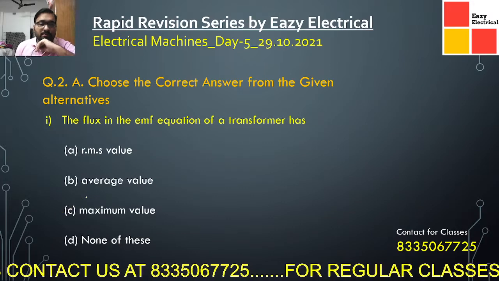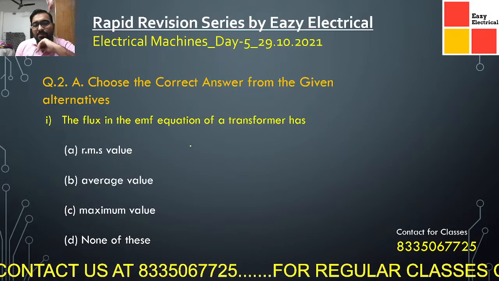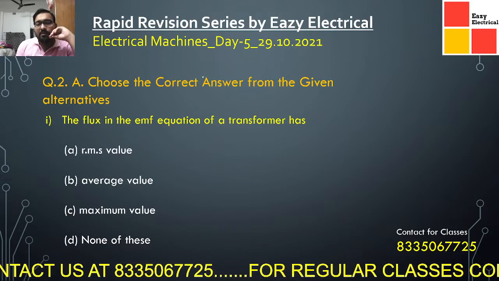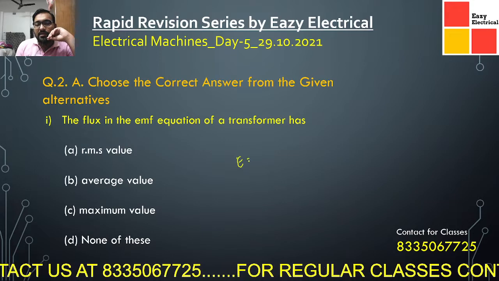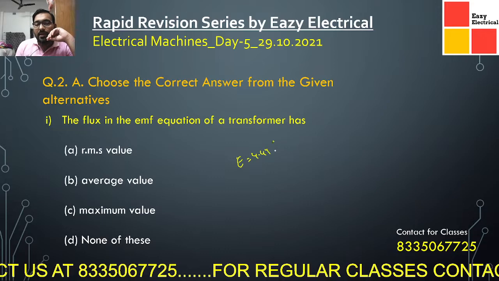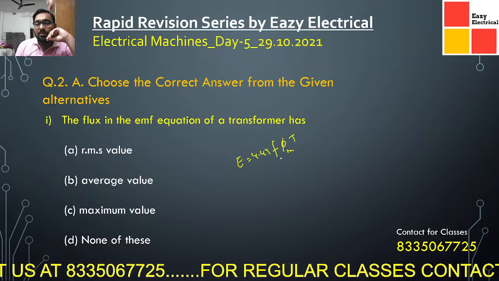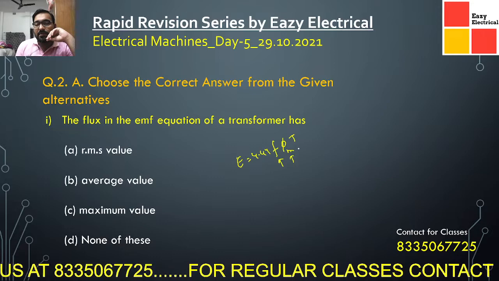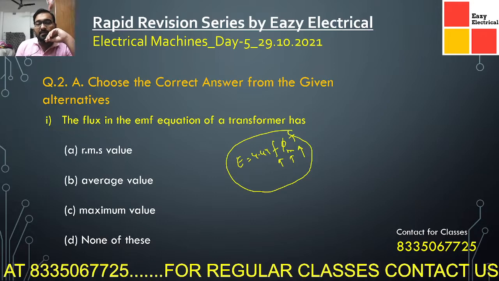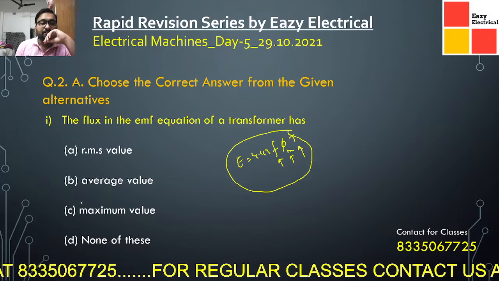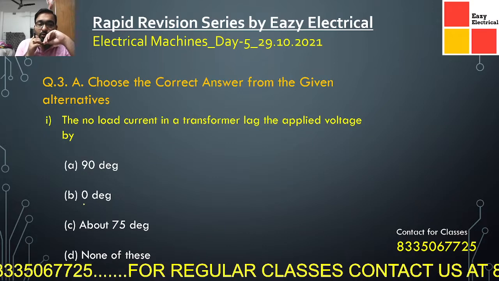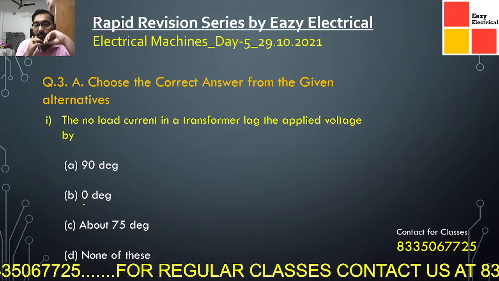Now coming to the next question, the flux in the EMF equation of a transformer has. Basically, what is the EMF equation? Suppose E is the EMF that we are obtaining, that equals 4.44 F phi m T, where F is the frequency, phi m is the flux, and T is the number of turns. So we can readily get the idea that the flux present is of the maximum value.